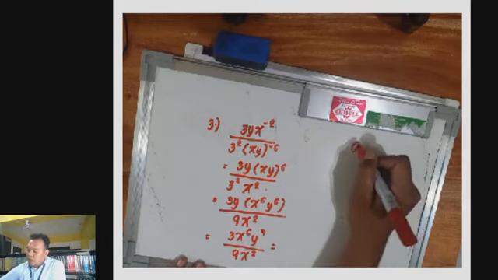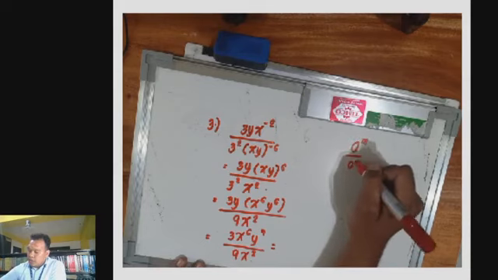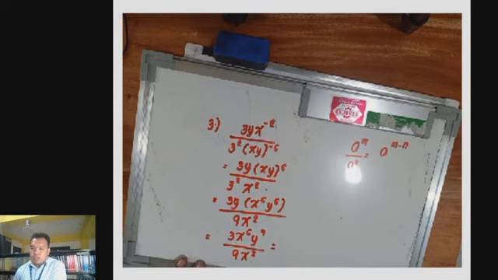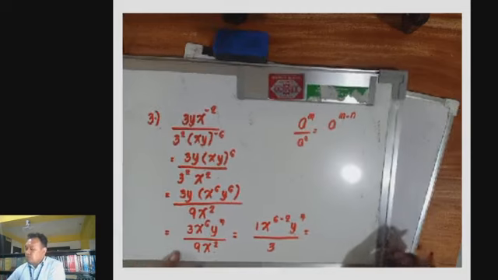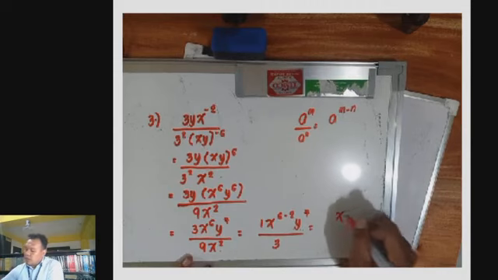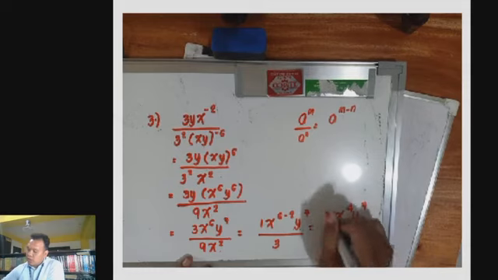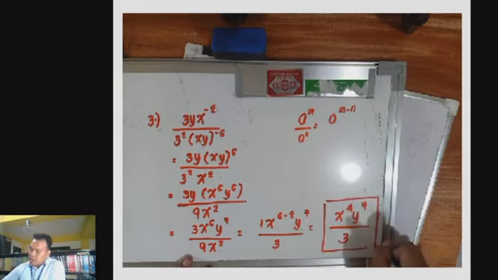Diba? A raised to m over a raised to n. We can say that a raised to m minus n. So, lalabas dito, pag na-raise ko yung x sa taas, lalabas siya na ay 1, kasi nga, dinivide ng 3 yung 3 dyan, x raised to 6 minus 2, y raised to 7 over 3. Therefore, the answer will be x raised to 4, y raised to 7 all over 3. Ito po yung another answer.